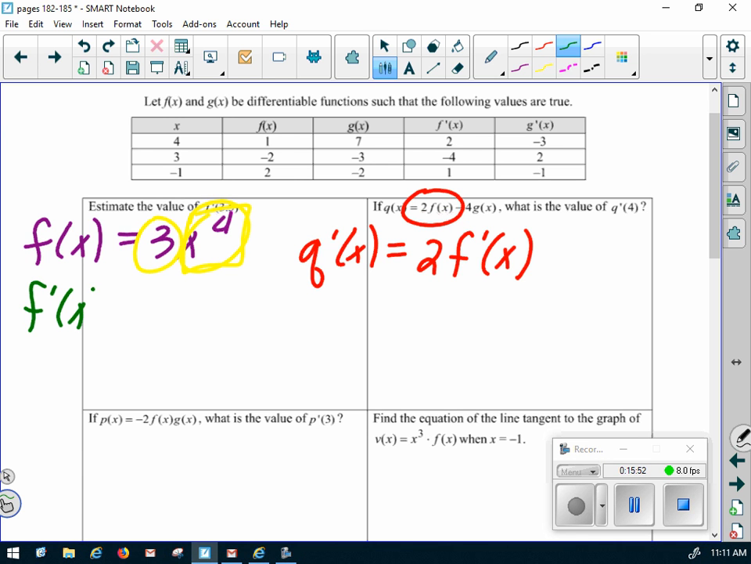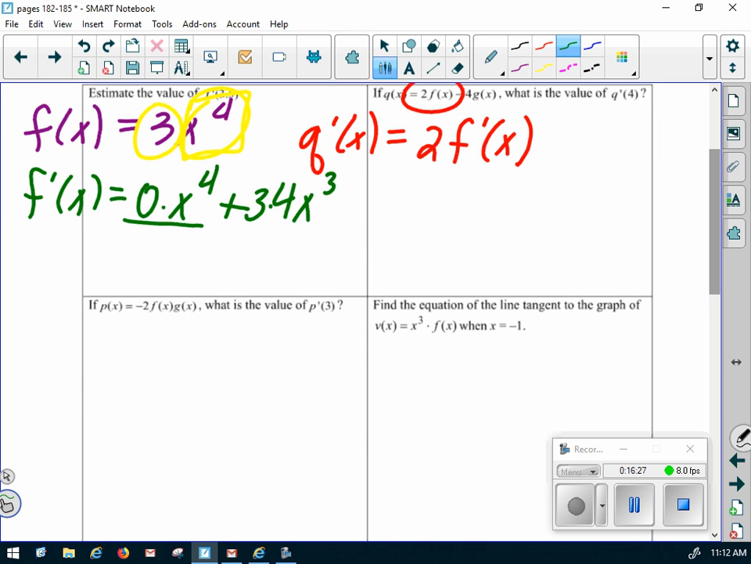F prime of x. What's the derivative of the first? What's the derivative of 3? It's a constant, and the derivative of a constant is 0. This is 0 times x to the fourth. So the derivative of the first times the second plus the derivative of the second times the first. What's this? That's 0. So this is 12x cubed.